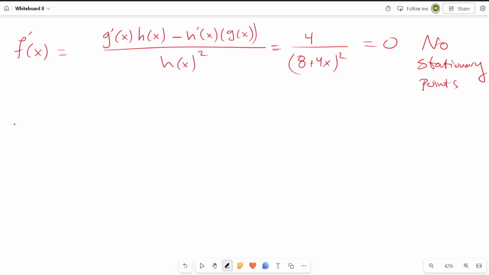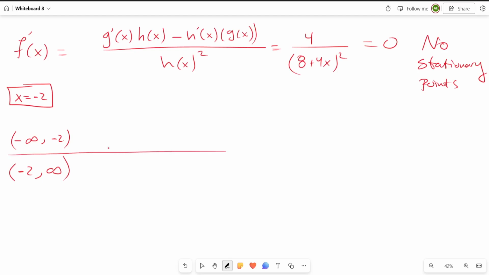So we want to test, okay, our critical point was x equals minus 2. We want to test a point in the interval between negative infinity up to negative 2, anywhere between this interval, and then the second interval, which will be any point after negative 2, so negative 2 up to infinity. These are our two intervals, and we need to test the point. So let's pick any testing point over here.